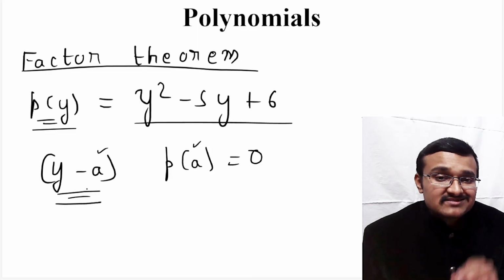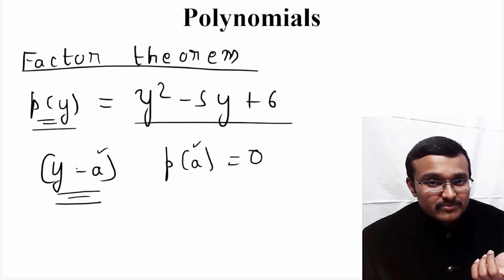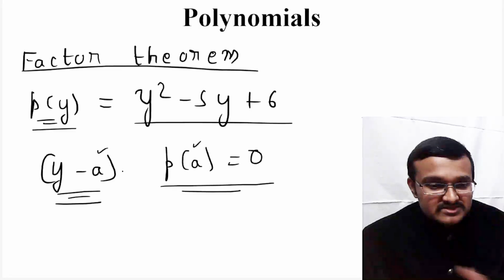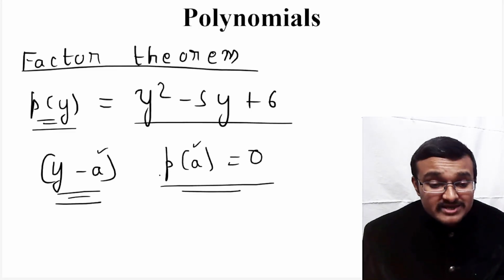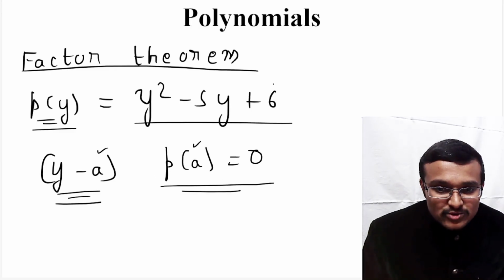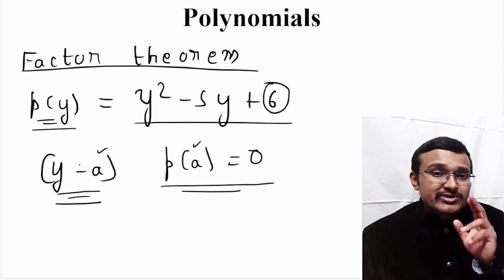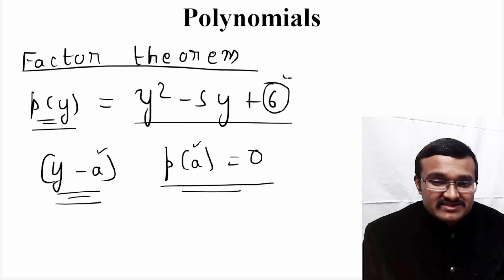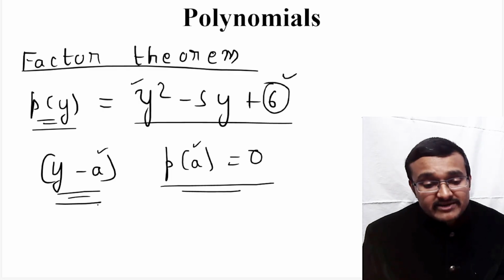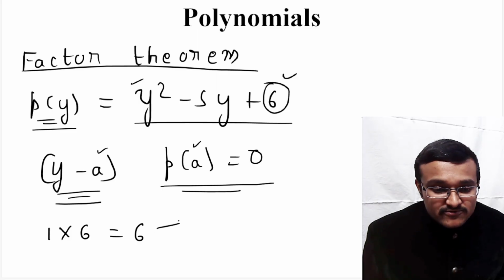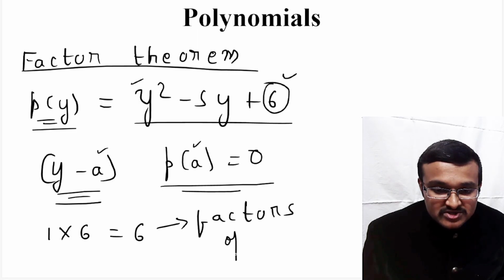So here if y minus a is a factor of this polynomial, then p of a should be equal to 0. We don't know what a is here, so simply take the constant in the polynomial and take the product of this constant and the coefficient of y square. That is nothing but 1 into 6, which is equal to 6. Now try to find the factors of 6.